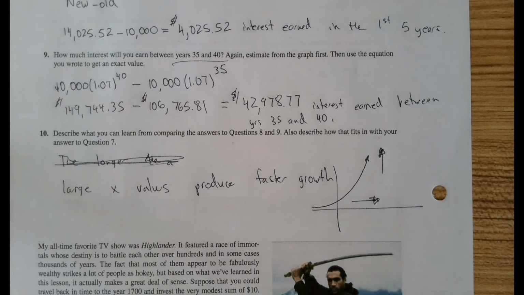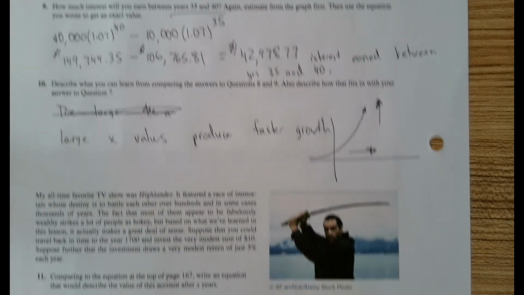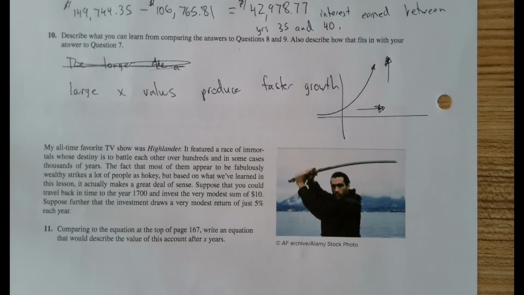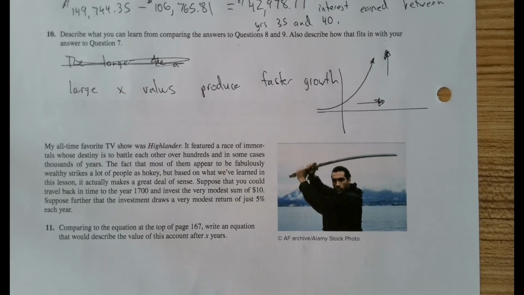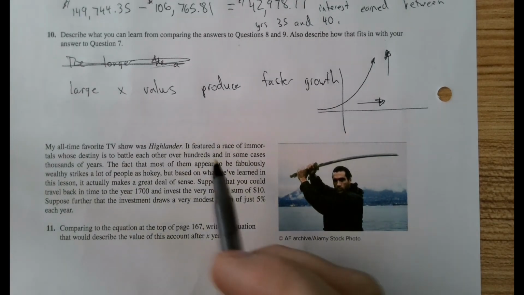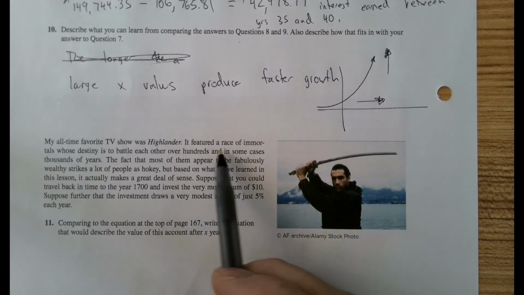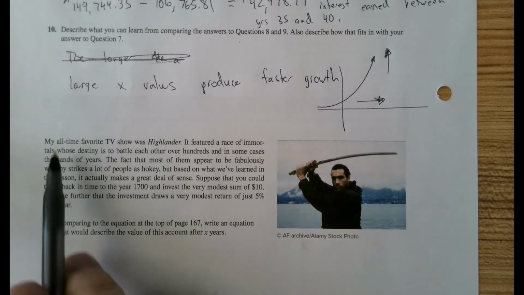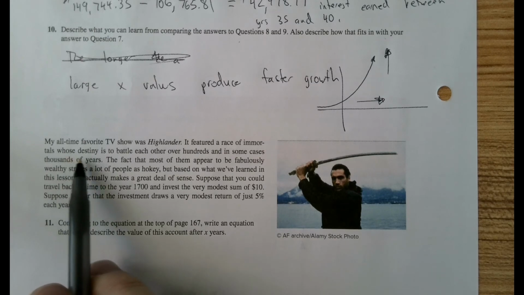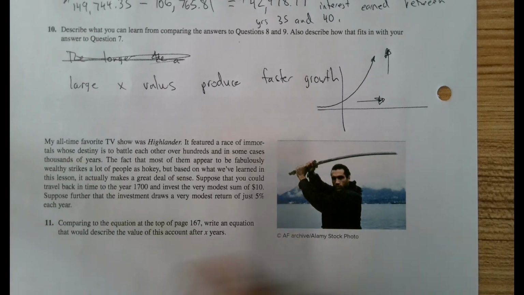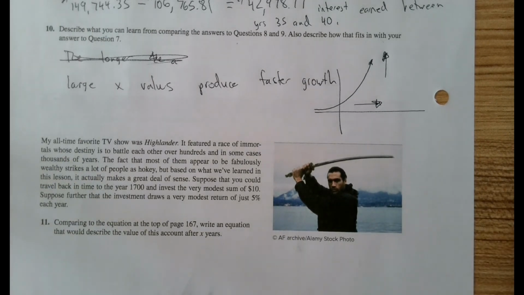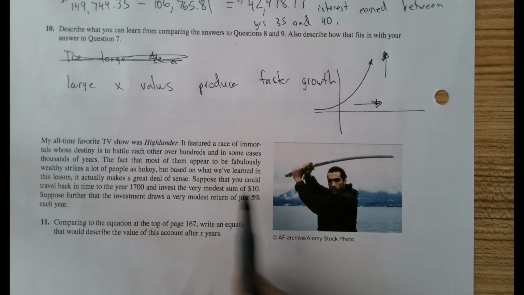Okay, so now we're going to illustrate this with a nice little Highlander problem. So our author really enjoys this show, apparently. It's about a race of immortals, meaning people who can't die, apparently, and they battle each other over hundreds and thousands of years. And then they're always wealthy. And people think that's fake, according to him. And he says, well, if you could time travel, it should make sense.